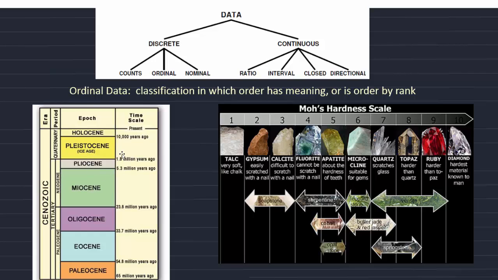There are dates associated with those, but those are different types of data than the classifications themselves. Another example is Mohs hardness scale for rock types, a classification in which the lowest hardness is 1, corresponding to talc, and the hardness increases. It's ordered, but there's no real meaning between these different numbers, and it increases up to a hardness of 10 for diamond.